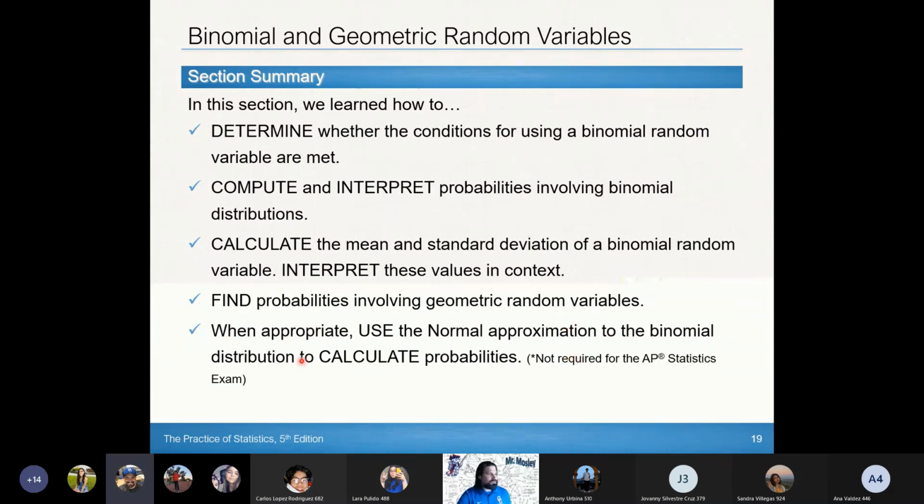normal approximation. This is not covered in this slide, they didn't do the example. But when we have that 10% condition and the large counts condition satisfied, we can use a normal approximation along with a binomial distribution to find probabilities. And we've reached the end of the slides. All right.